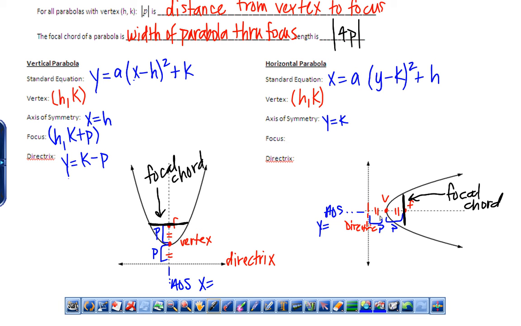In order to get the focus, I'm going to go to the right, so that's going to change my x values, and I'm going to add this distance right here. So that means I'm going to take my x value and add my p, and my y value stays. In order to get my directrix, I'm going to decrease it, so I'm going to go to the left p values. And remember, directrix is a line, so in this case it's going to be an x equals, and I'm going to decrease this x value, so that means it's going to be h minus p.